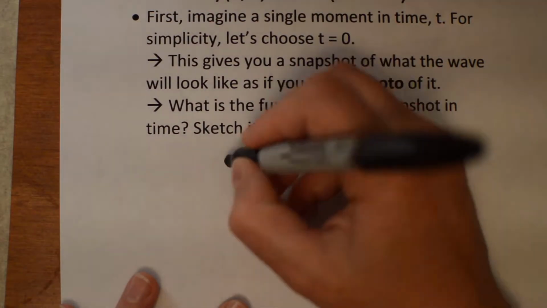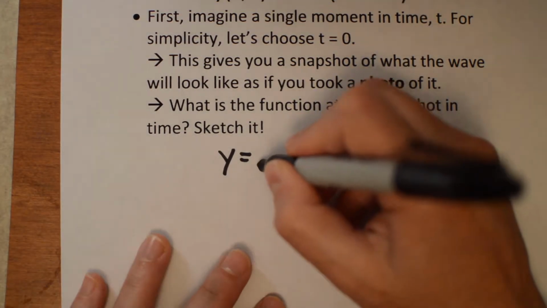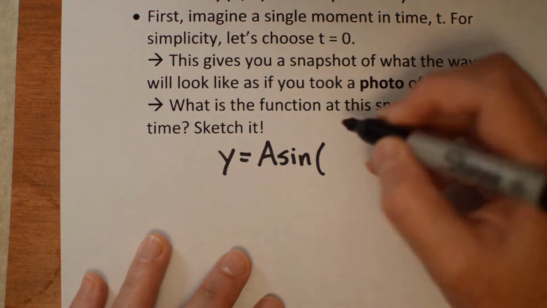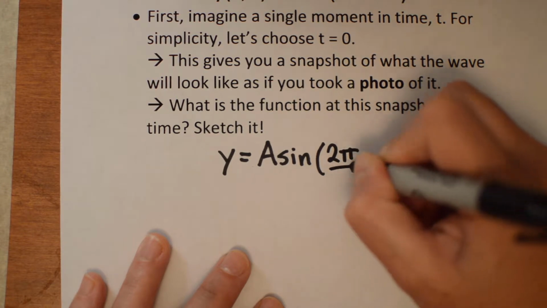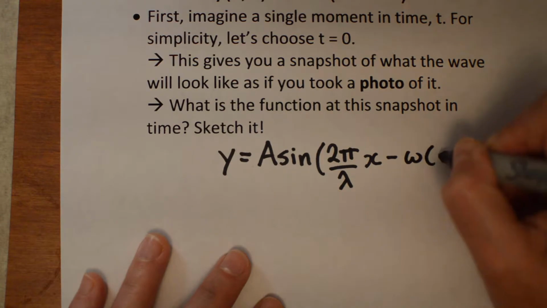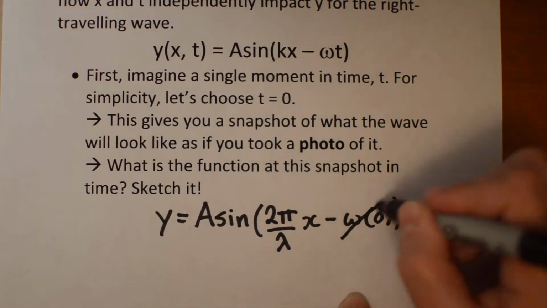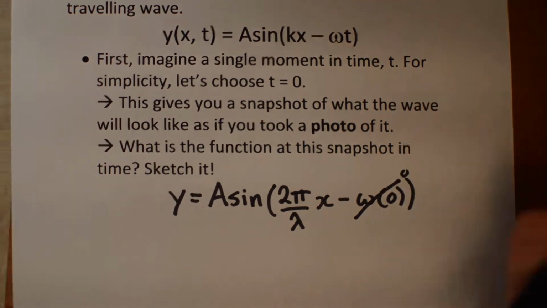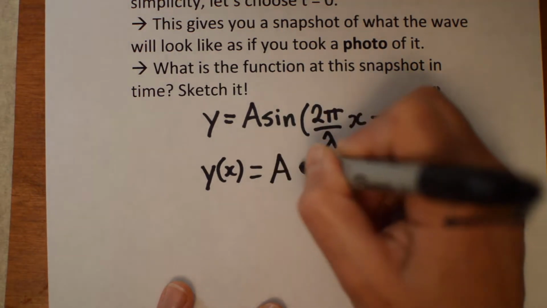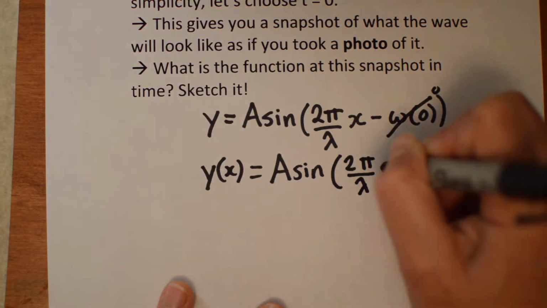We're going to say t is equal to 0. That means our function y is going to simplify to just a function of x, and it's going to be a sine of k. I'm going to rewrite k as 2 pi over lambda times x, and then minus omega times t, and t is just 0. So I've chosen this moment in time of 0. That kills that second term, right? That whole thing is 0. And that makes my equation simpler. So y is just a function of x, and its amplitude times sine of 2 pi over lambda times x.